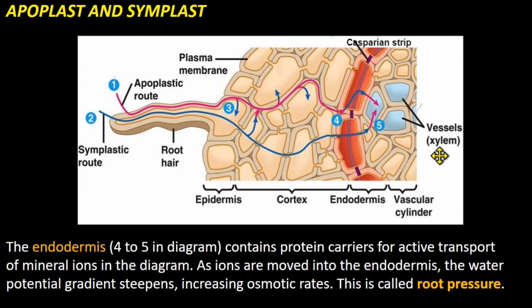The endodermis contains protein carriers for active transport of mineral ions. So as ions are moved into the endodermis, the water potential gradient would steepen. This would increase the rate of osmosis, and this is called root pressure. Basically, there are going to be protein carriers here. This is going to pump mineral ions around the xylem, and this is going to decrease the water potential here in the xylem. This is going to allow more water to flow in, and this is called root pressure.